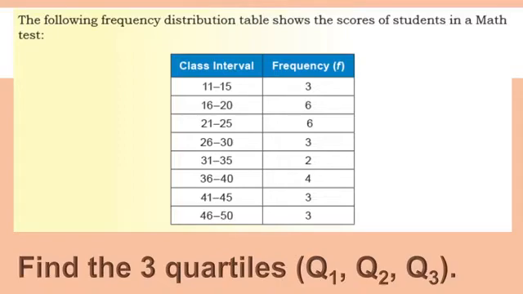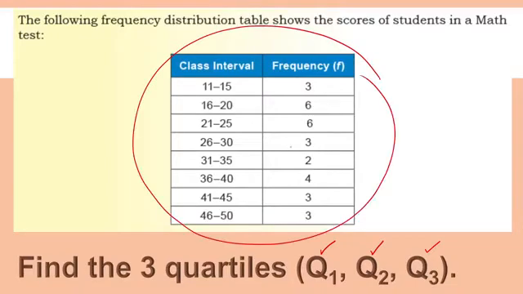So this is our data here, and we will be solving the first quartile, the second quartile, and the third quartile. You already know what this data means. These are scores of students in a math test. These are the number of students who got a score of that. Okay, now let's begin with step number 1.